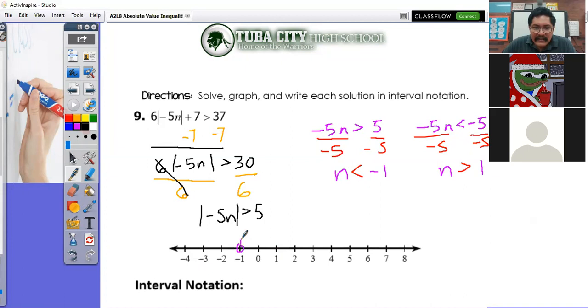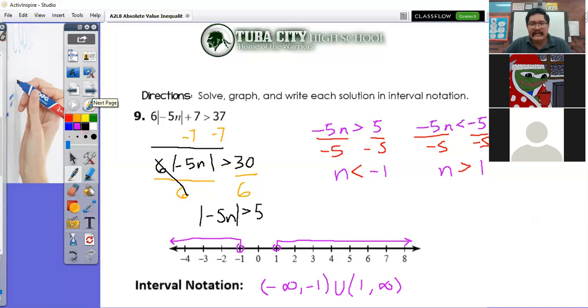All right, so n is less than negative 1. And n is greater than positive 1. So with these ones, it's really just mainly the isolating of that absolute value. Once you isolate it, it's not a big deal. So to negative 1, but not including 1. There you go. That one was a pretty fast one, but I think it's, again, just once you get the isolation part down, it's not so bad.